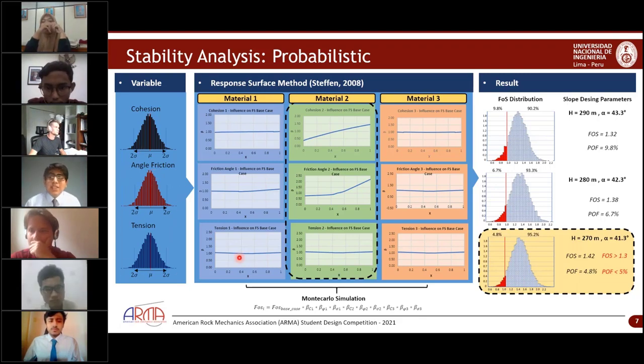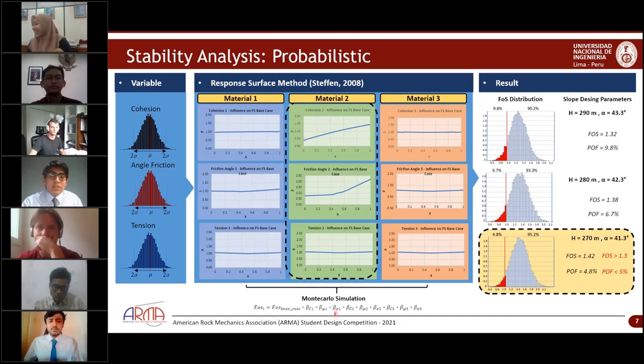From the results, we can see that only the cohesion and friction angle of material number 2 have influence on the resulting factor of safety, while the other parameters have no effect, which can be observed at these horizontal lines.